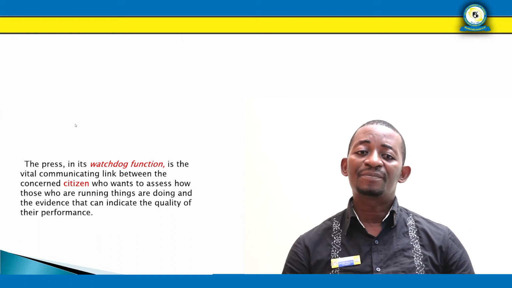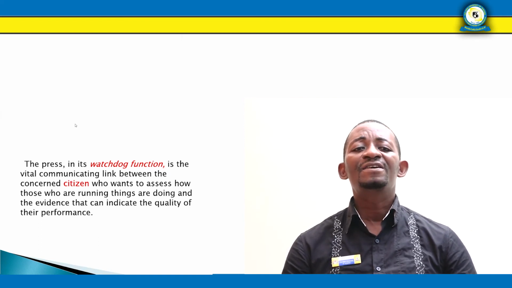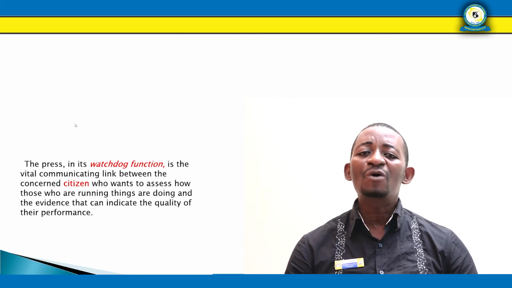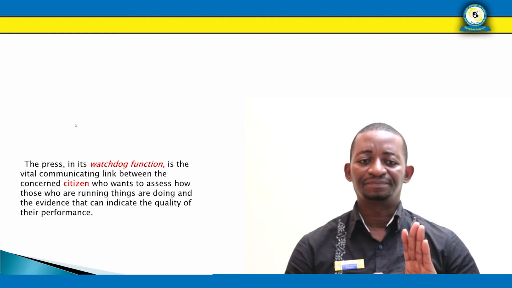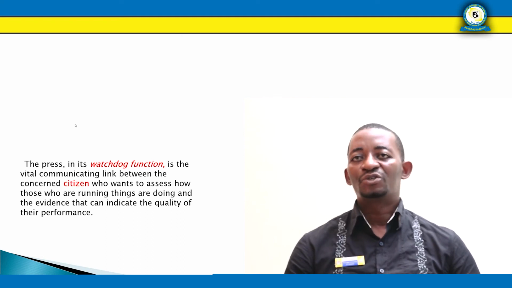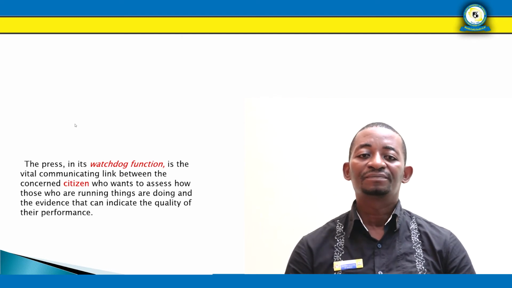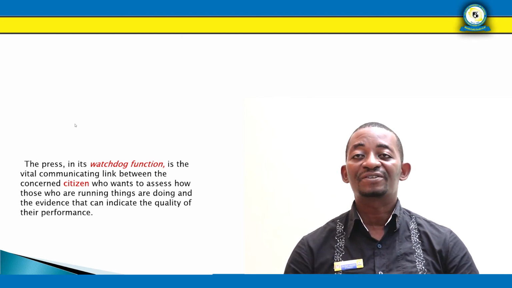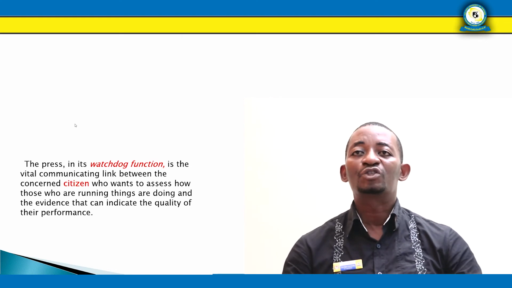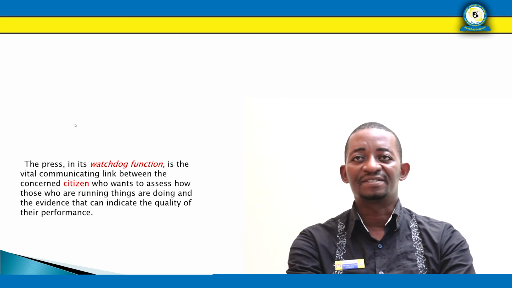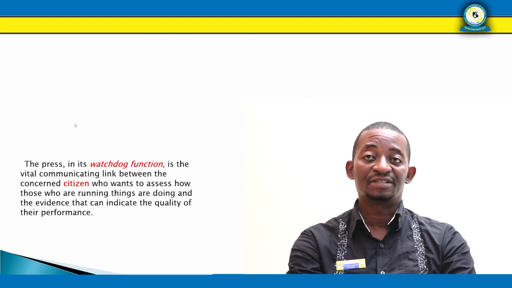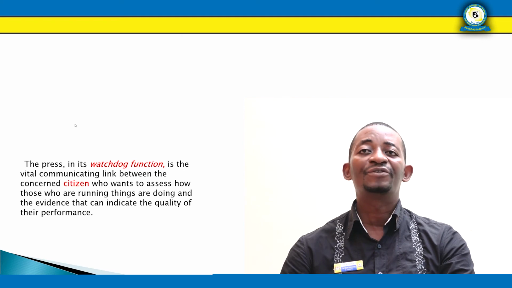So we find that the press in its watchdog function is the vital communication link between concerned citizens who want to assess how those who are running things are doing on top there, and the evidence that can indicate the quality of their performance. So the journalists in this matter have to ensure they perform the watchdog function. They have to monitor what the people at the top are doing in serving their citizens. Are they being corrupt? Are they being responsible to the citizens? That's the watchdog's function, and that's a very common function of mass communication.